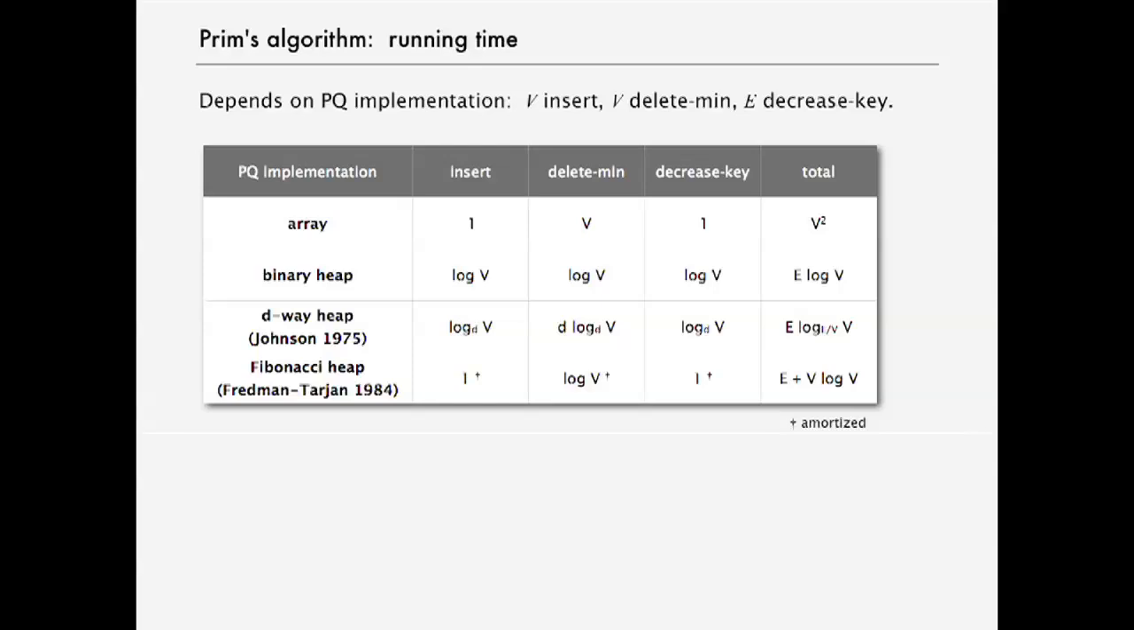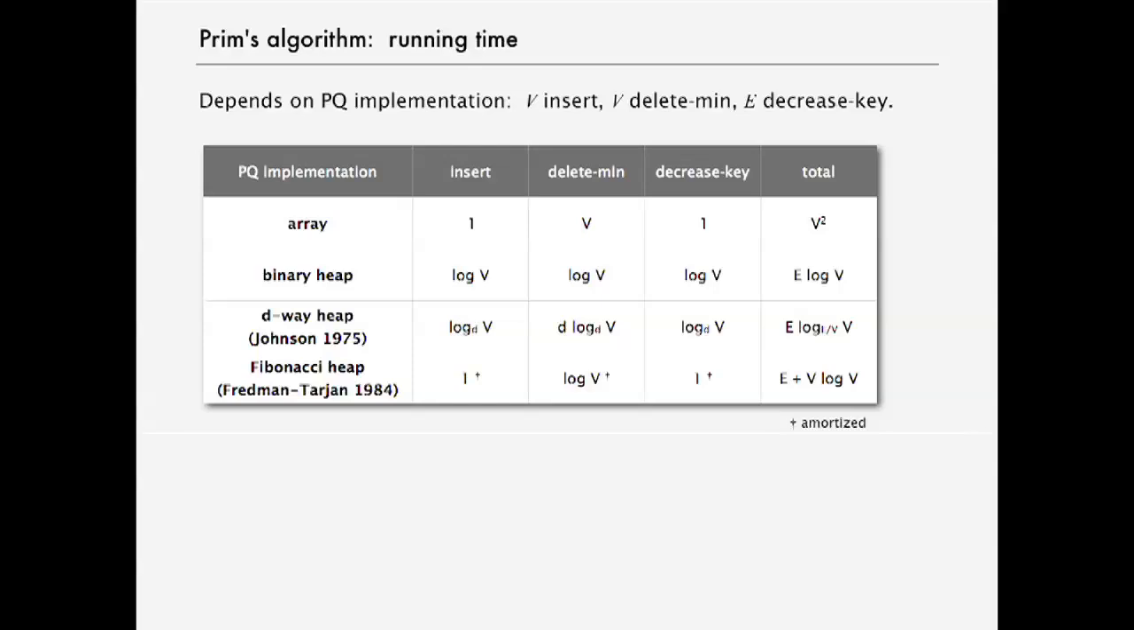And what do we have to do for the eager version of Prim's algorithm? We might have to insert every vertex once and delete min every vertex once, and we might do as many as E decrease key operations. So that gives us a total running time of E log V. But the main thing is that the amount of space for the priority queue is only V, not E, and that can make a difference for a huge graph.